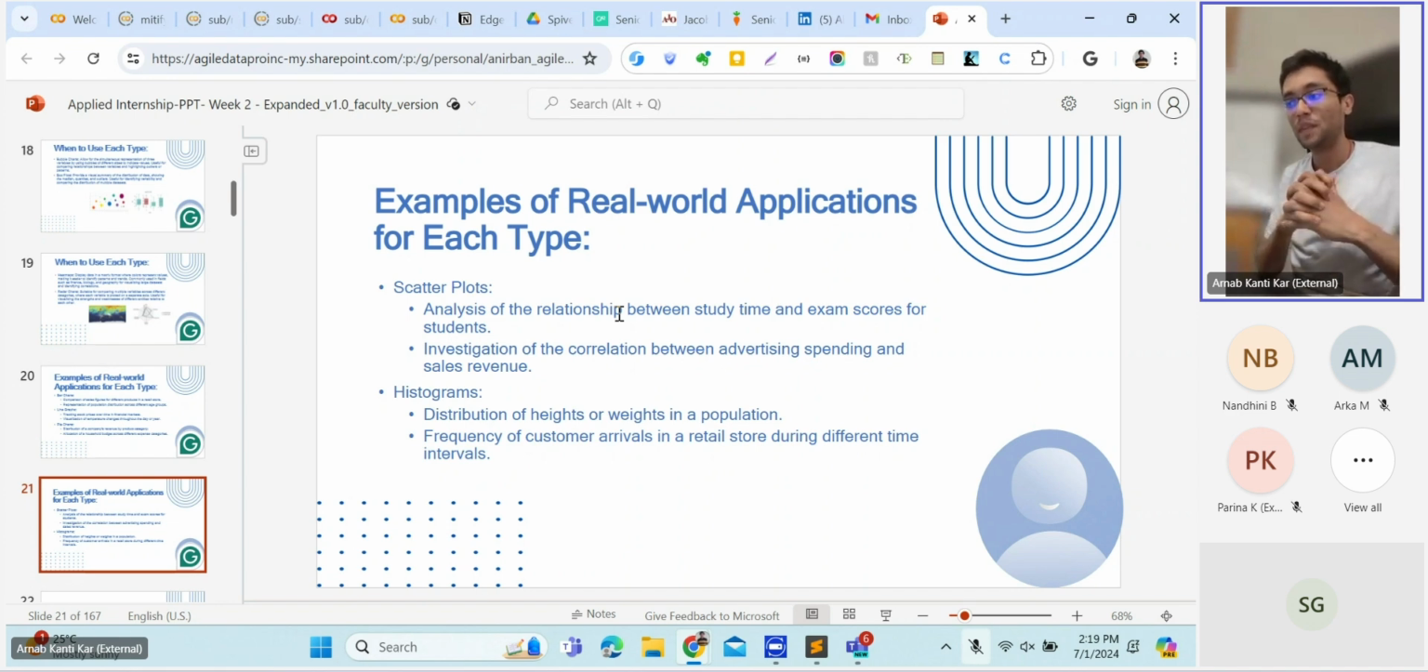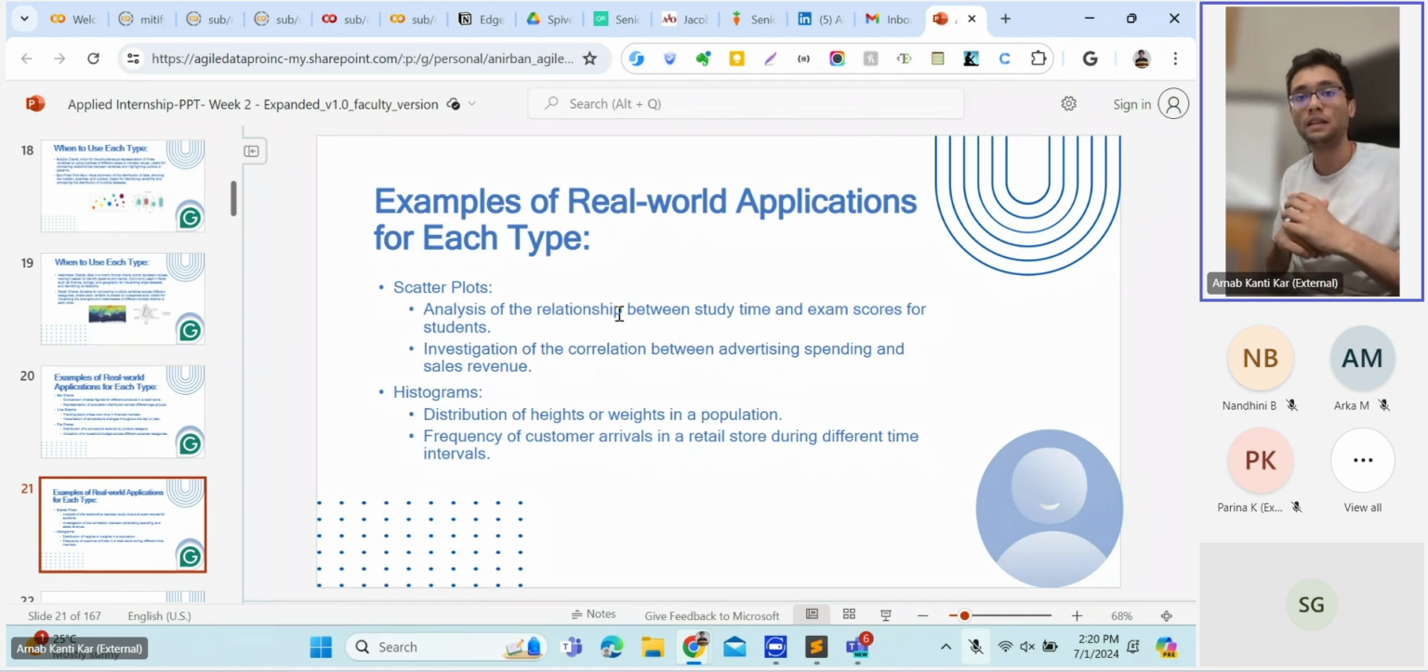Histograms as well. We saw the distribution of heights or weights in histograms. We saw it with respect to our sales across different states, but distribution of heights or weights as well. Generally with heights and weights, you'll see a normal distribution or a Gaussian distribution or bell curve, whatever you call it, the same thing. Frequency of customer arrivals in a retail store. That's a pretty neat example.